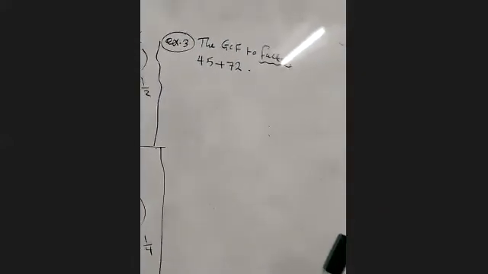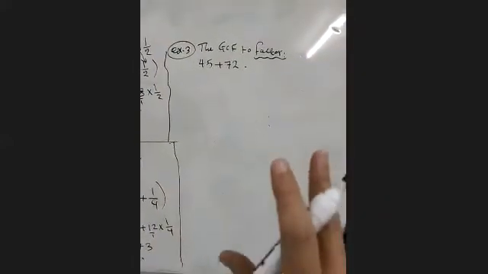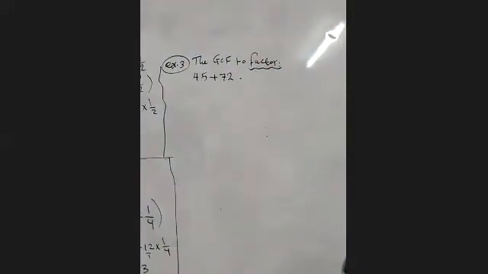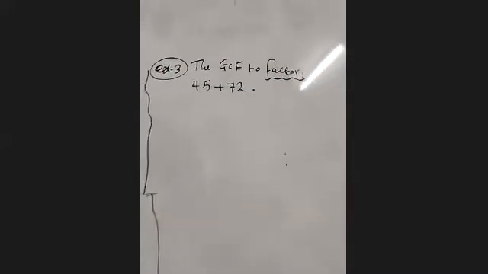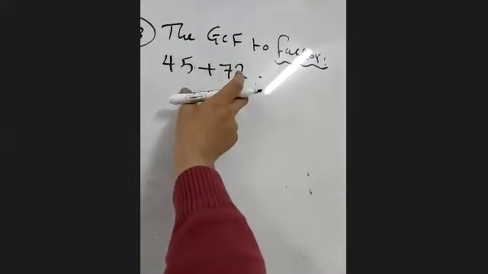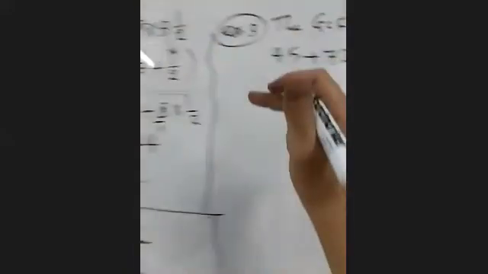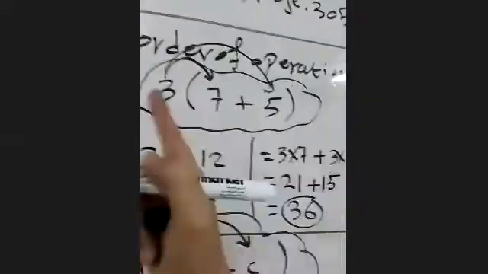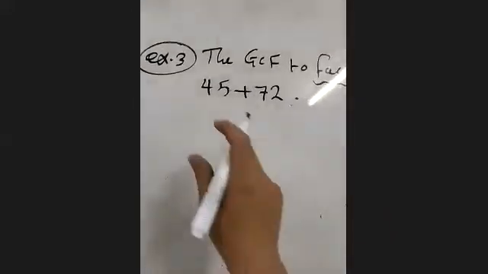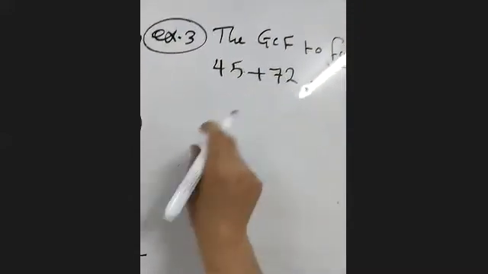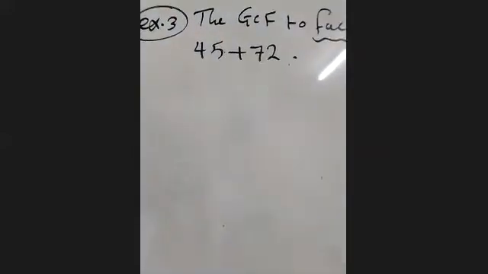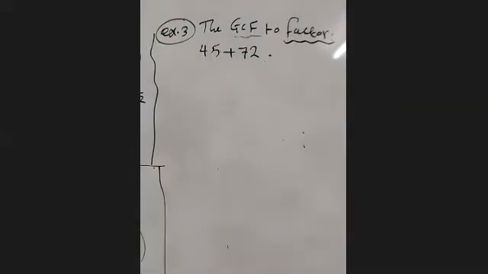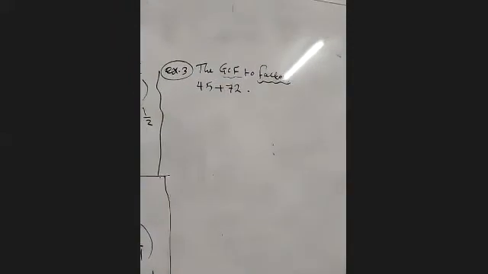Now leave everything, guys, and please pay attention here so you understand how we factor this. It means I will make this 45 plus 72 into something like this: a number with a bracket. Factor means I need to factorize to make this equal a number multiplied by a bracket. How? By using the greatest common factor.